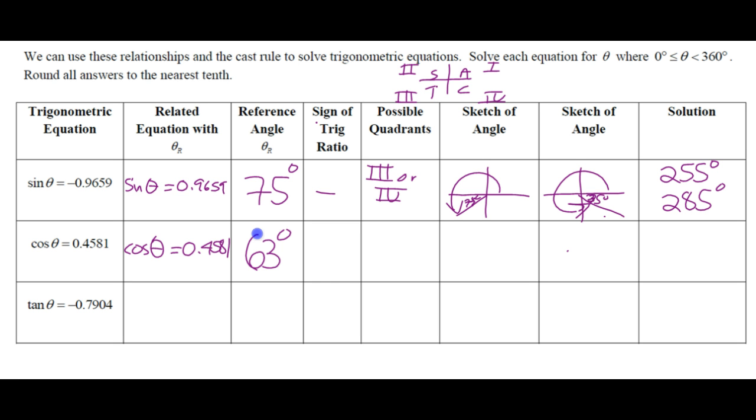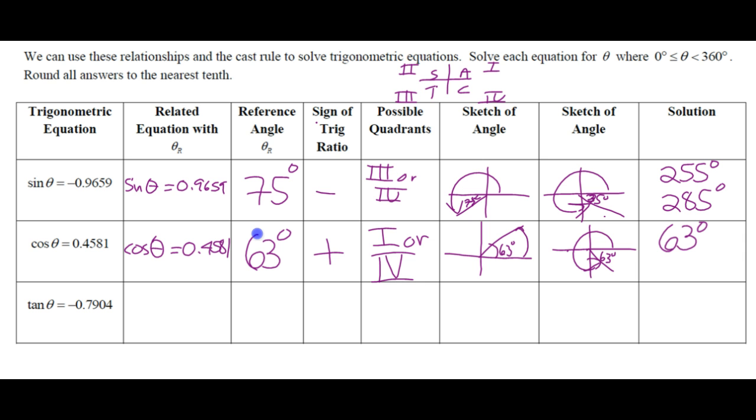What's the sign of the initial trig ratio? Positive. CAST rule tells us that if it's a cosine, it's going to be in quadrant 1 or 4, right? Positive cosine, 1, 4. Sketch of the angle. Okay, need a quadrant 1 angle at 63 degrees, which leads to this rotation angle. And I need a quadrant 4 angle, 63 degrees, which leads to this rotation angle. And my solution is 63 degrees and 297 degrees.